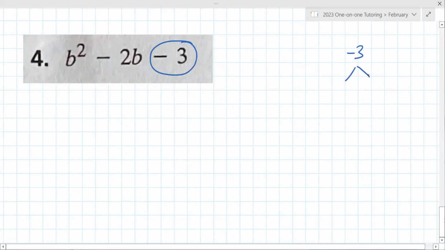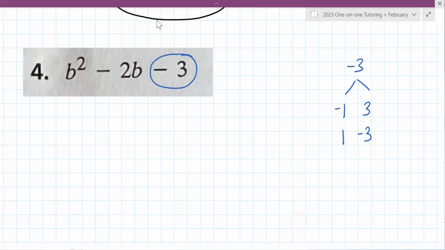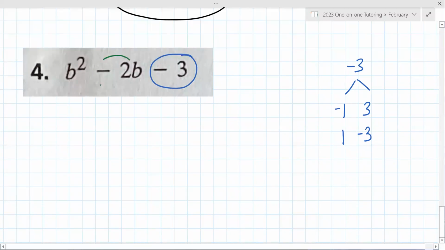And there's two numbers that multiply to -3. So there's -1 and +3, but there's also, when you switch the signs, 1 and -3. Do you agree that both of these multiply to -3? One negative, one positive; one positive, one negative. Now, but only one of these will add to -2. Which of these adds to -2?